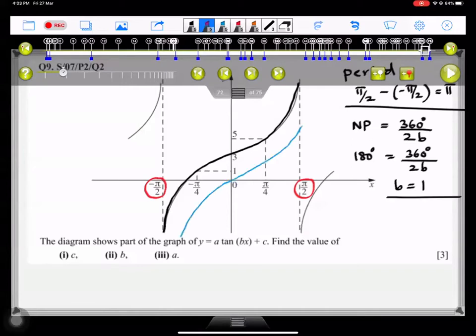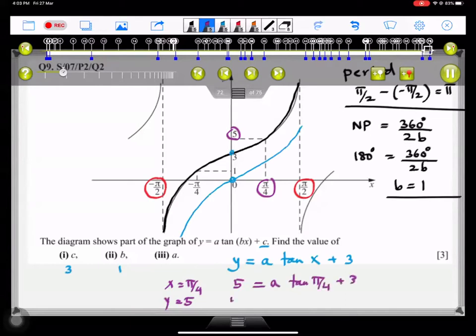That's the first thing. Secondly, I can see that the graph has been lifted up in the air. The graph has been translated up. By how many units? By 3 units. So I write the value of c as 3. Then I have b, then I have c, I rewrite it, and I plug in this purple coordinate. When x is pi by 4, y is 5. Simple calculation. Everyone should remember that tangent of 45 is 1. If you can't remember, of course, you can use a calculator. Therefore, the value of a comes out to be 2.